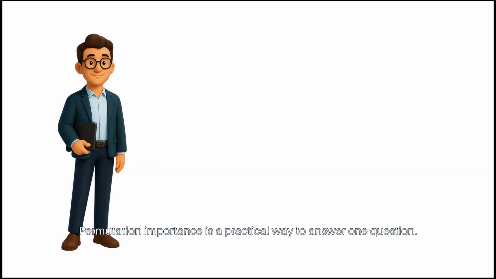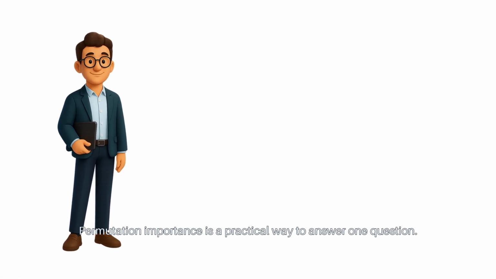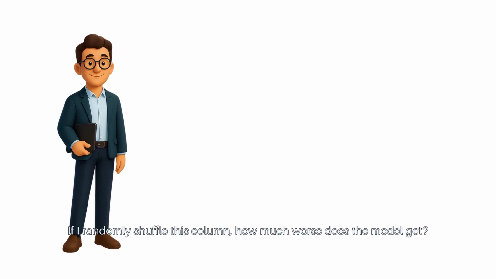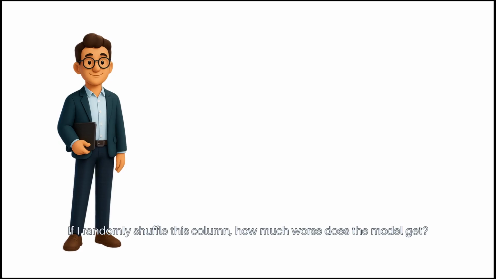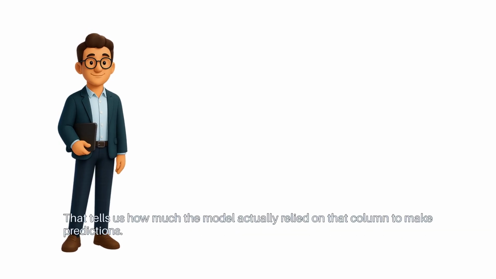Permutation importance is a practical way to answer one question. If I randomly shuffle this column, how much worse does the model get? That tells us how much the model actually relied on that column to make predictions.